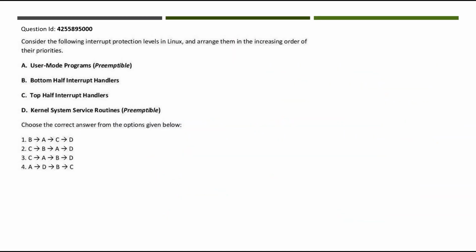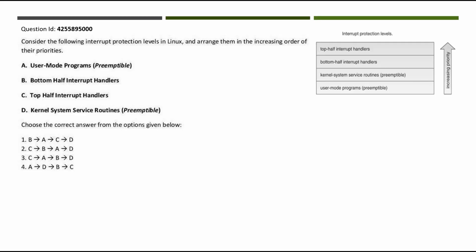Next question, consider the following interrupt protection levels in Linux and arrange them in the increasing order of their priorities. This question has been previously asked in one of the previous year question papers. Interrupt protection levels in increasing priority are given here. User mode programs that are preemptible, kernel system service routines that are preemptible, bottom half interrupt handlers and top half interrupt handlers. This will be A from the question, kernel system will be D, bottom half will be B and top half will be C.